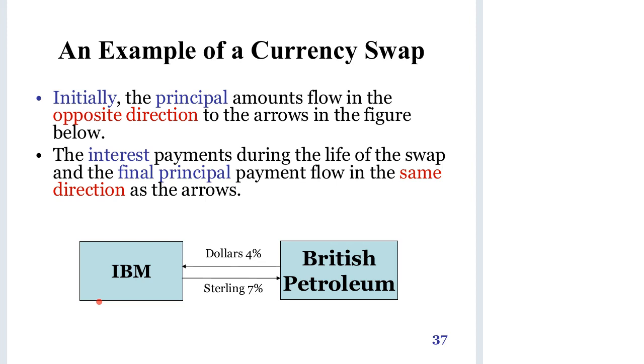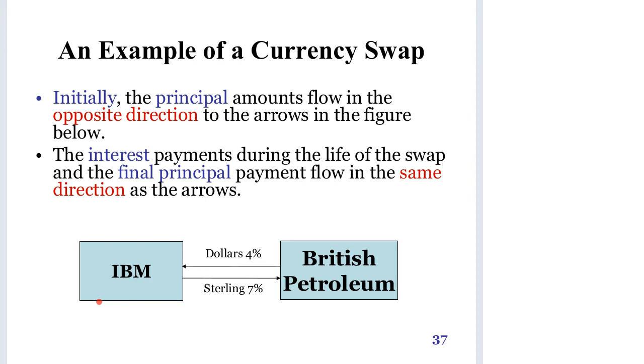After that, for the remaining duration of the swap, British Petroleum pays IBM the interest cost on the dollars, which IBM then uses to pay out its customers, its lenders in the outside world. Similarly, IBM pays British Petroleum the cost in sterling, and British Petroleum uses that money to pay out the outside world. And that is how it will work.